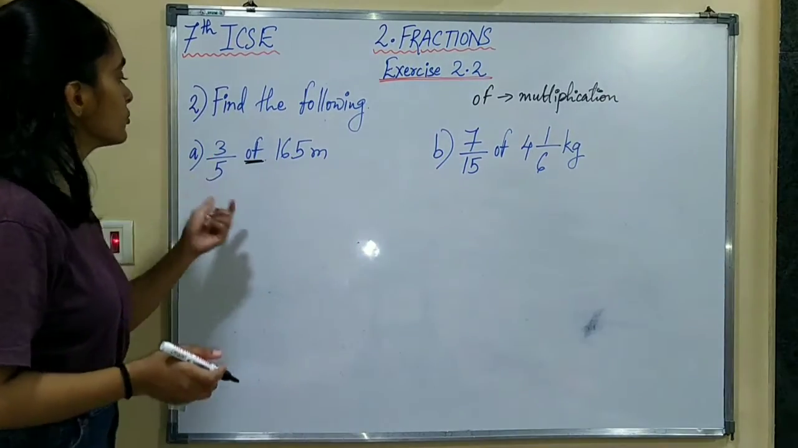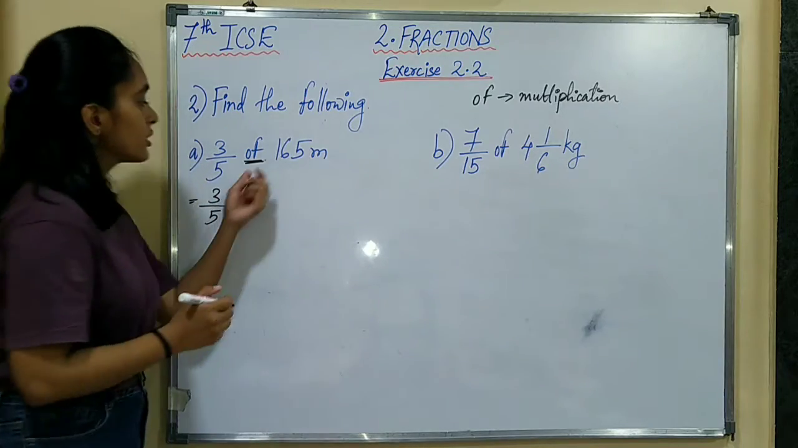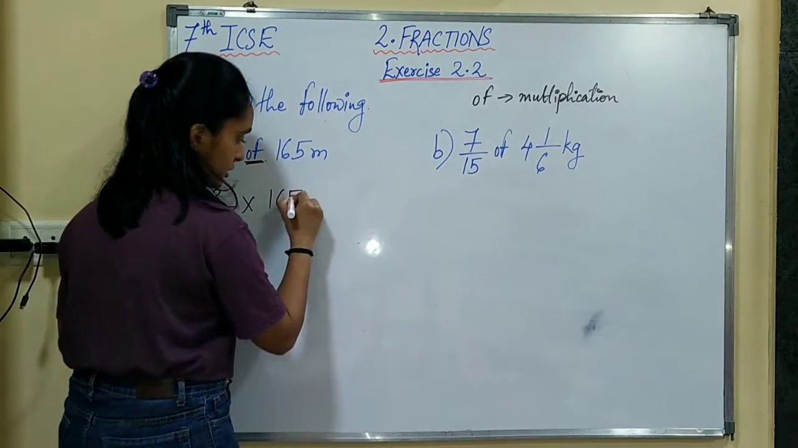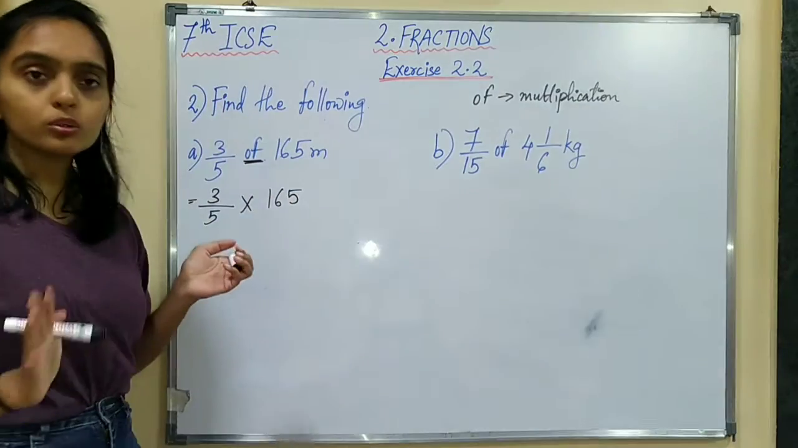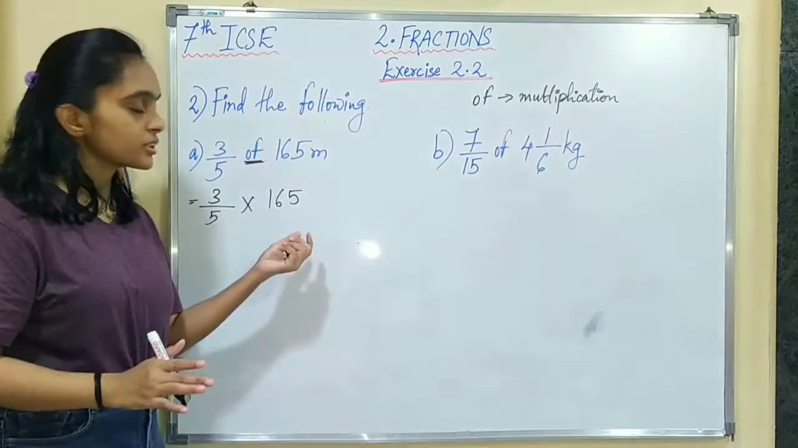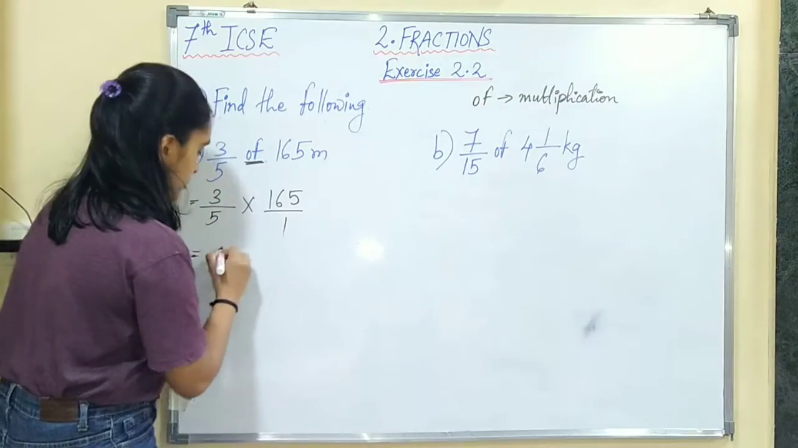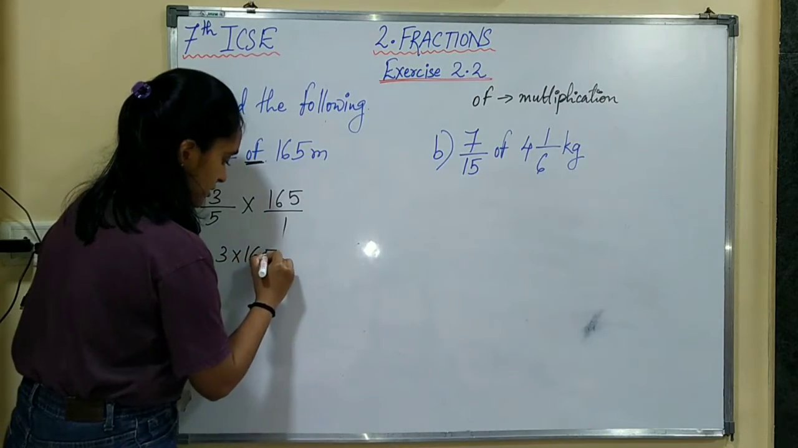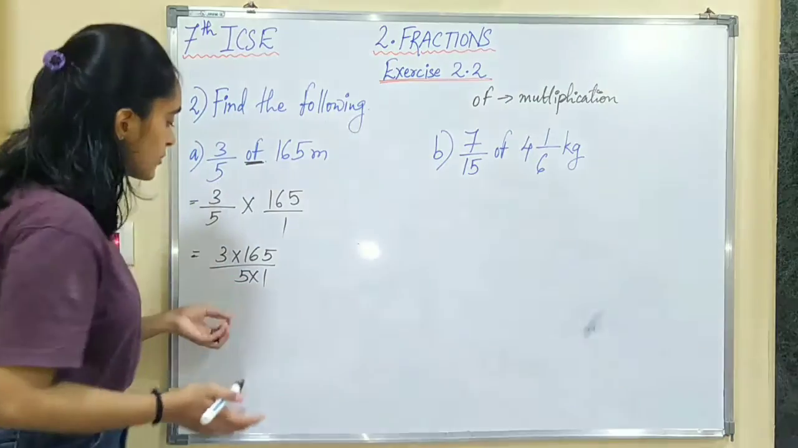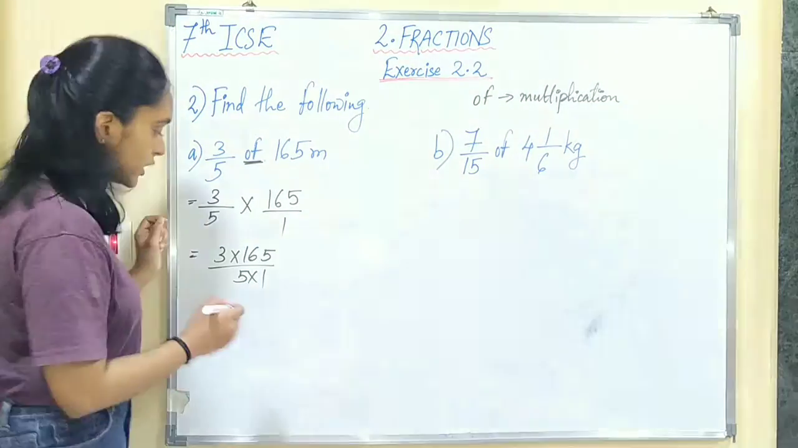Okay. So we will solve this. 3 upon 5. Of will be replaced by multiplication sign, multiplied by 165. So now you already know how to multiply fractions. Here 165 is a whole number. So 165 means 165 upon 1. So it will be 3 multiplied by 165 upon 5 multiplied by 1. Okay. So 165 can be divided by 5. So we will reduce it.